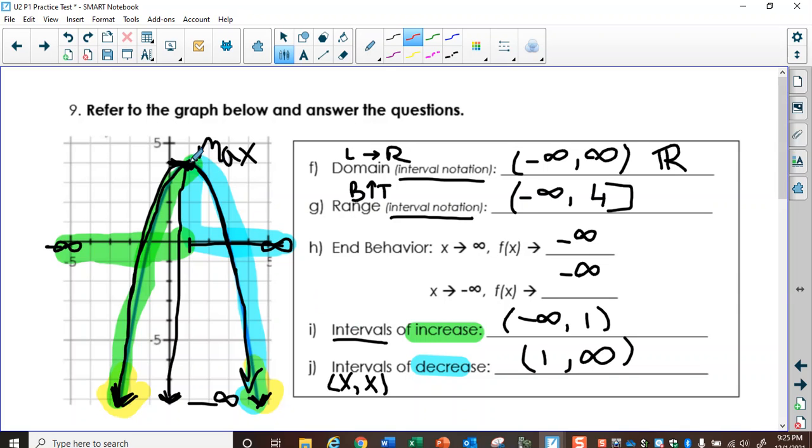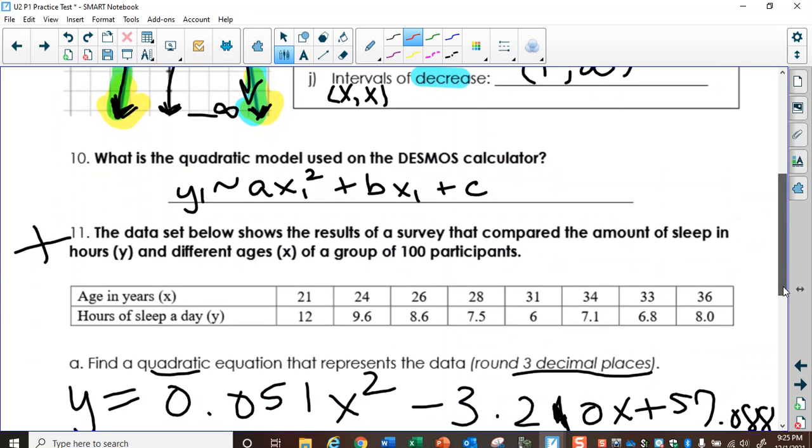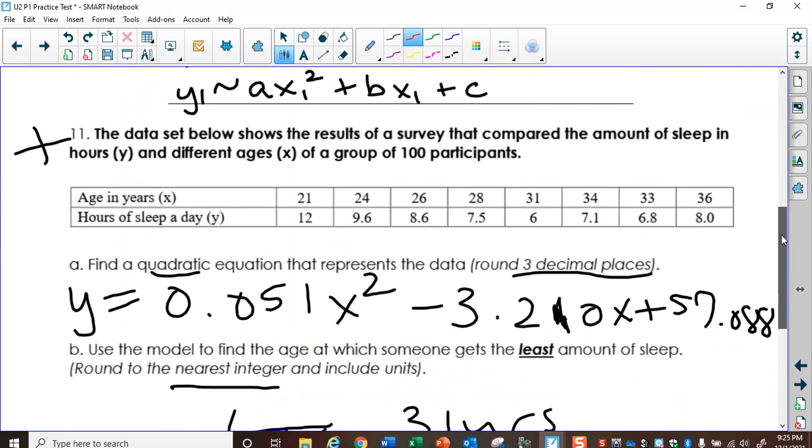And then it's decreasing on the right-hand side. So picking up from 1 and going to +infinity, that's where it's decreasing. All right, and then we did this in class together, right? This is the quadratic model that you type in when you want to do a quadratic regression.